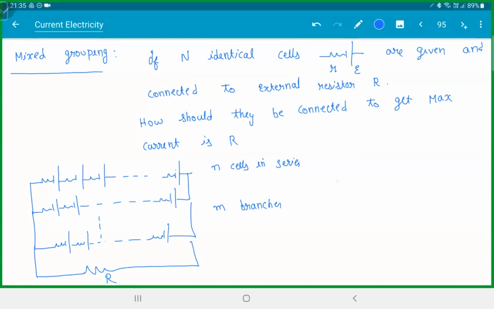Think about it logically. If I keep all of them in series, I'll get more EMF, but I'll get more resistance also. If I keep all in parallel, I'll get less resistance, but I'll get less voltage also. That means there's some fine balance. Somewhere you have to keep some in series and some in parallel.